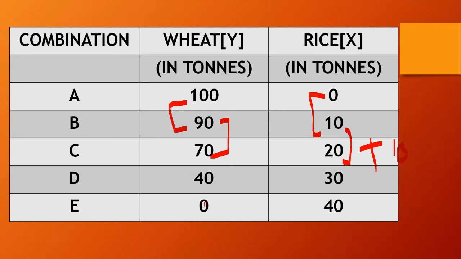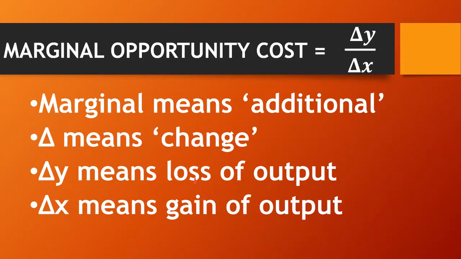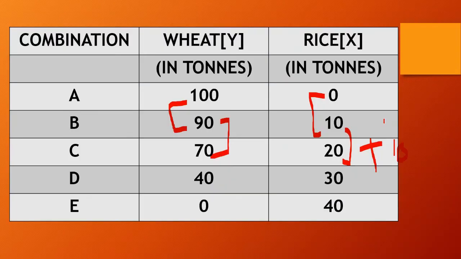Marginal means additional. If we go by the word, children, marginal means what? Additional. Here, A is the best alternative or combination you can say. After A, B is the best combination and so on. So the difference between A and B is called marginal.